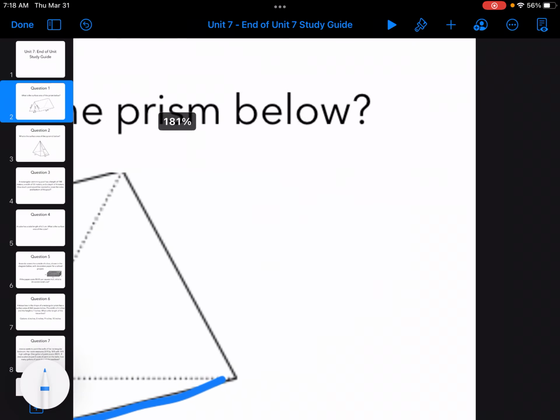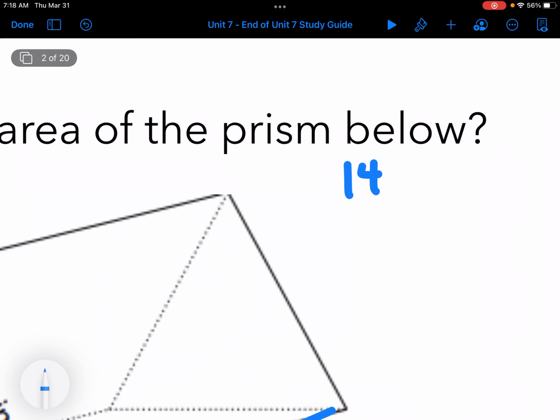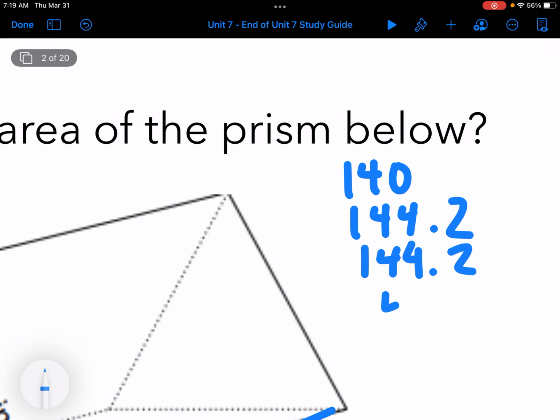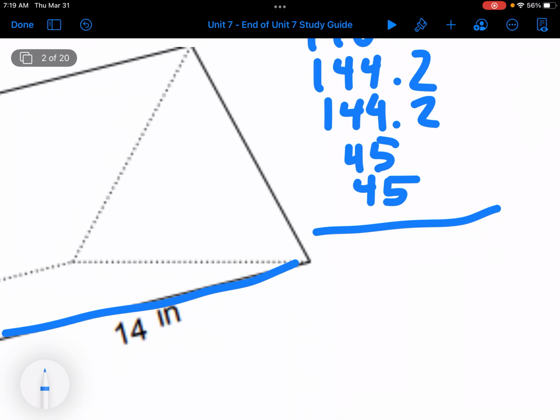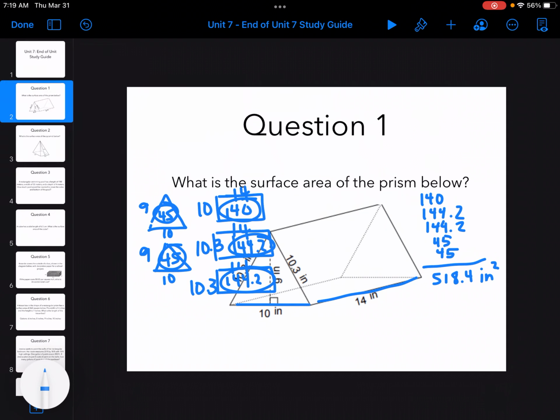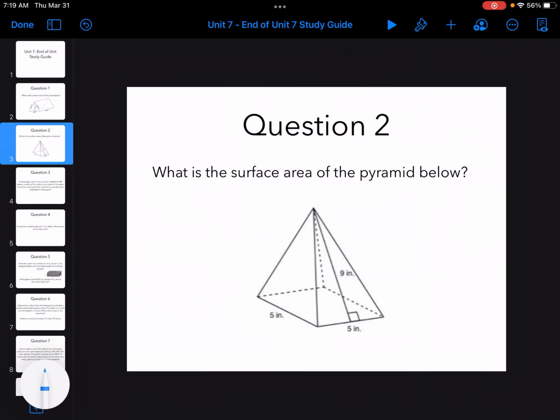Then I add all those numbers up. So I have 140, 144.2, 144.2, 45, 45. And then my total surface area altogether is 518.4. And my units are going to be inches squared, because it's surface area, area is always squared.